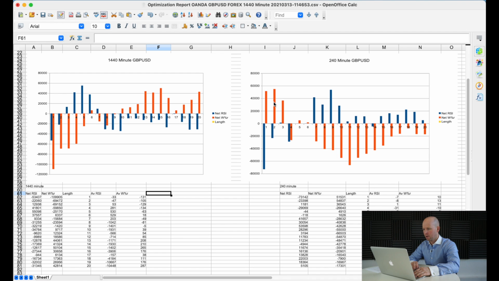Williams %R works quite well early on, then it works terribly, whereas the opposite is true for RSI. So in this case, I would say RSI was the more stable and probably stronger indicator to be using with this type of strategy.